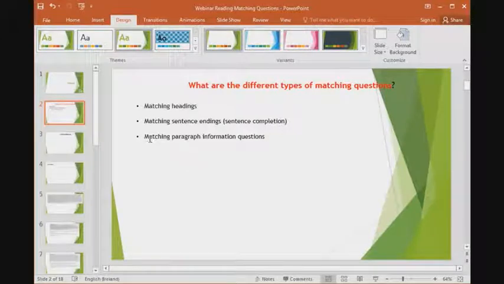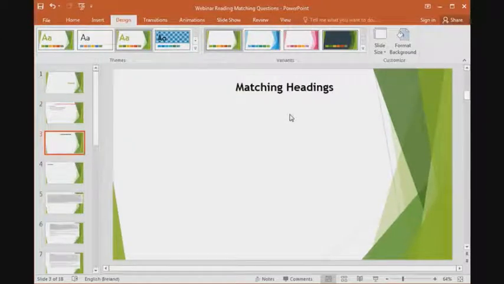So remember, in all matching ones, you will be given the answer. It will already be written down somewhere, and you have to find the correct one. Matching paragraph information means they give you some information in the question, and the information you need to match it to is found in a paragraph in the text. So you need to find the specific information which it correlates to. Right, so today we're going to have a look at matching headings in particular.